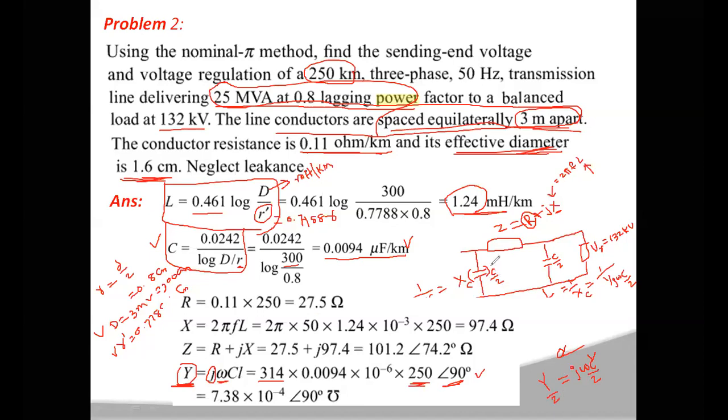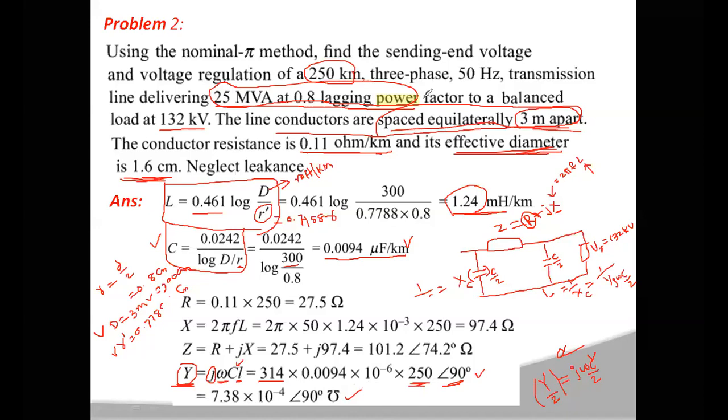Only half of the admittance will be connected at the sending end, and half of the admittance will be connected at the receiving end. So this is Y by 2, and the Y value is j into omega C only. If the C is given for 1 kilometer, you have to multiply that value with L, where L is the length of the transmission line, so that you will get the total admittance for the transmission line. Which is 7.38 into 10 power minus 4, at an angle of 90 degrees. As it is admittance, the units are mho.